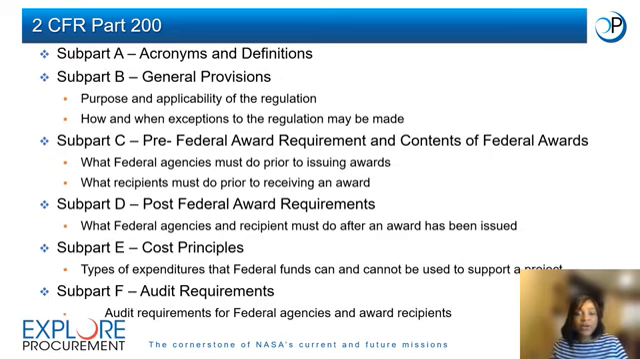The 2 CFR Part 200 consists of 6 subparts. Subpart A is your acronyms and definitions. Subpart B is your general provisions. Here you can learn about the purpose and applicability of the regulation.